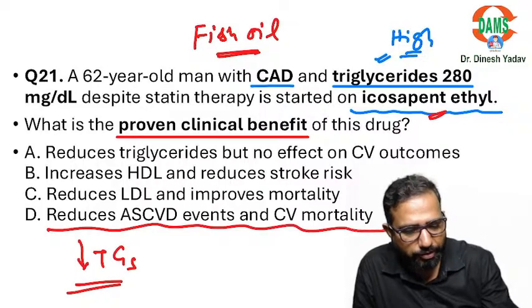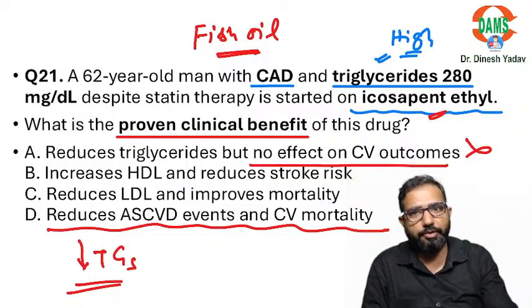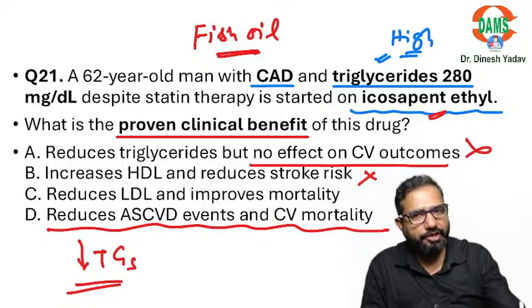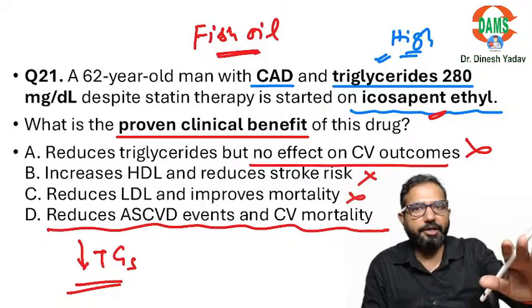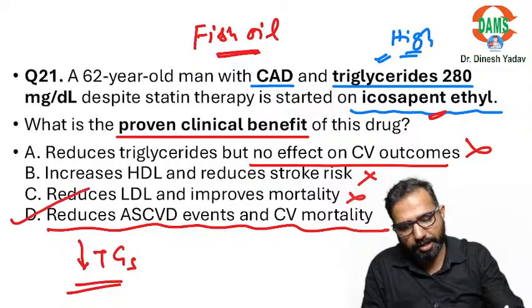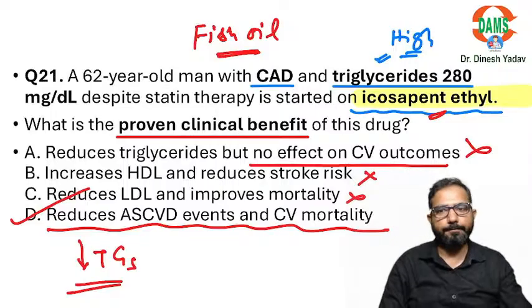In the first option you can see no effect on CV outcome. No, it is having the effect. It has been proved now. HDL increase with reduced stroke? No, it is not having a role in HDL. It is not having a role in LDL. It is having a role in triglycerides, and it has been proved to decrease the mortality. So don't forget this name, icosapent ethyl.